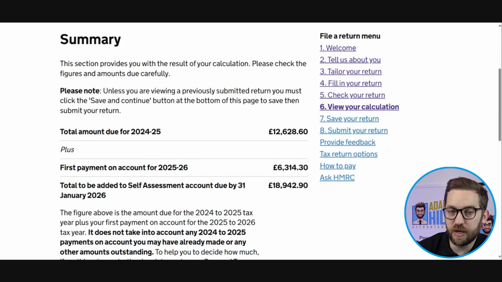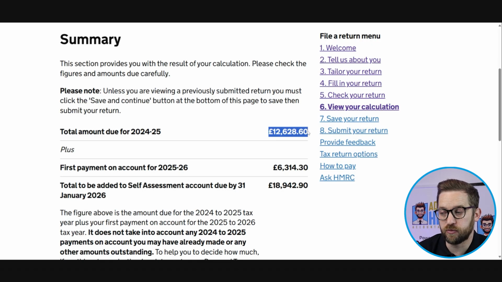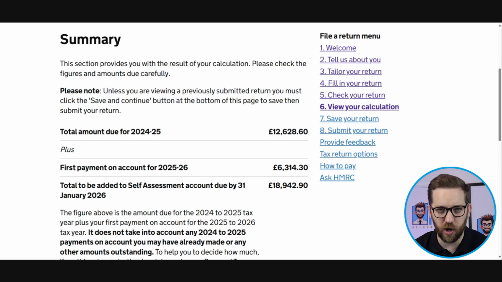You will only normally be asked for a payment on account where your tax liability is more than £1,000. So if it's less than that, you won't normally have a payment on account. So that might be why you're not seeing it. But if it's more than £1,000, normally they'll want 50% again upfront by the 31st of January that follows the end of the tax year. And then you make a second payment on account.